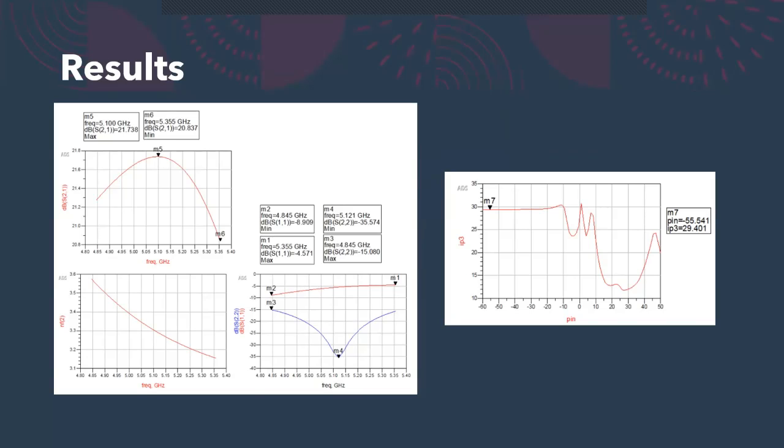However, S11 did not pass the 7 dB requirement that it is supposed to meet. Even though it reached minus 9 dB at lower frequencies, it did not meet the 7 dB criterion and reached only minus 4.5 dB. Even though it is as such for S11, S22 stayed within the criterion by being lower than minus 15 dB at all times in the band.